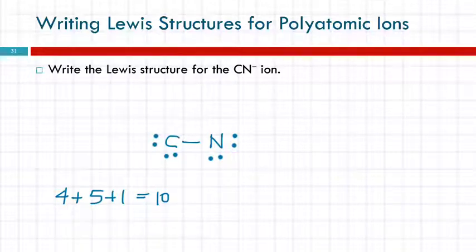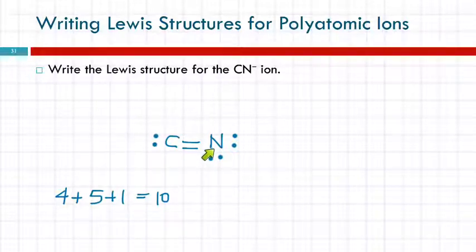Not everybody's happy. So I'm going to take one of those lone pairs and make a double bond. So I'm going to make a double bond, and I'm going to evaluate. Okay, now nitrogen's happy, 2, 4, 6, 8. And carbon is 2, 4, 6. Not quite. We need to make a triple bond.